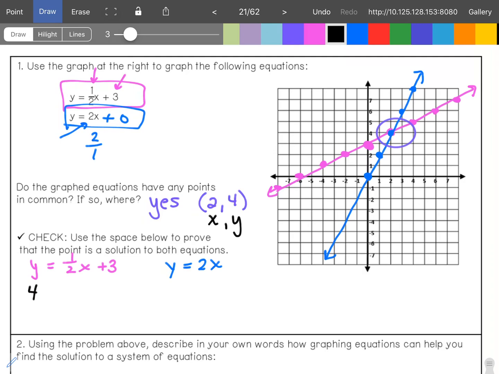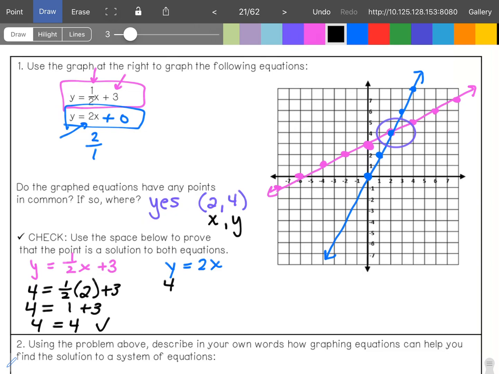So if y is 4, I'm going to put 4 here, equals 1/2 times x. X we think is 2, and then we have our plus 3. Now, there's nothing to do on the 4 side of the equal sign. So all we need to do is what's on the other side. So 1/2 times 2, or half of 2, is 1, and then plus 3, 1 plus 3 is 4. And this side was 4, so it checks out. It works for that one, but it has to work for both, so let's go check the other one.